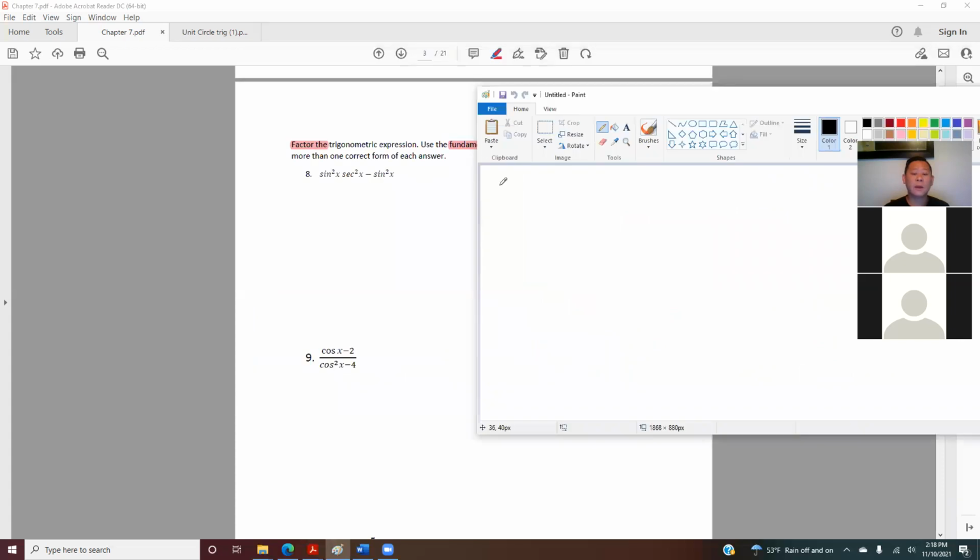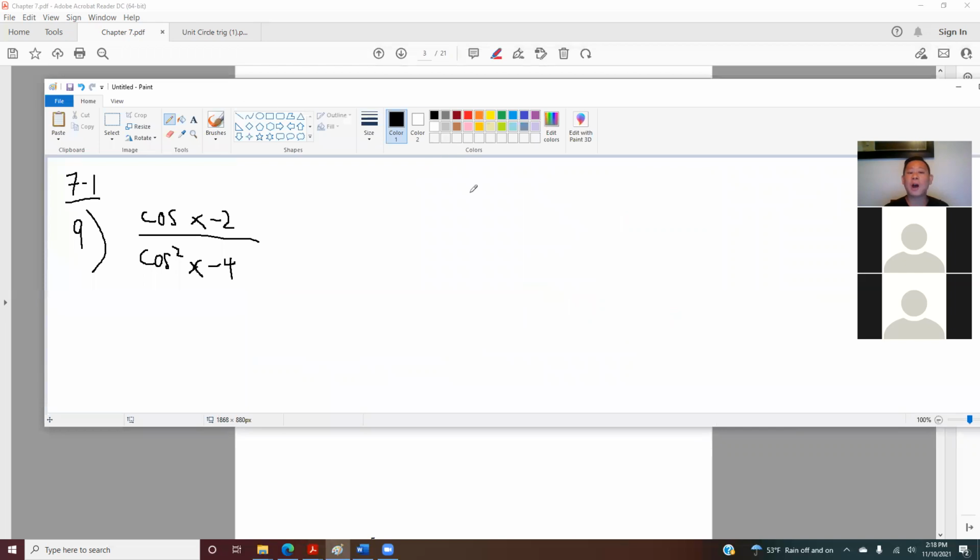So this is still 7.1, question 9. Question 9 requires you to factor this: cosine x minus 2 over cosine squared x minus 4. If you do not want to do this type of question, then we just drop the cosine. So just do x minus 2 over x squared minus 4, because you've got the square on your cosine.